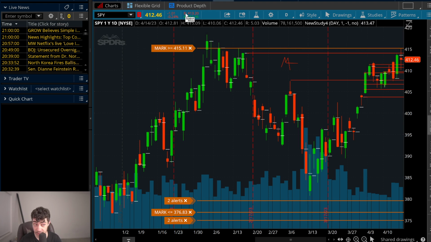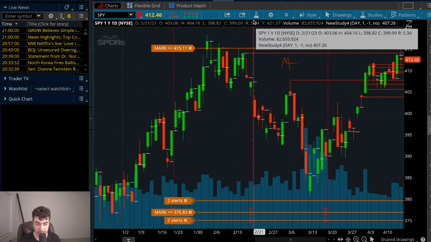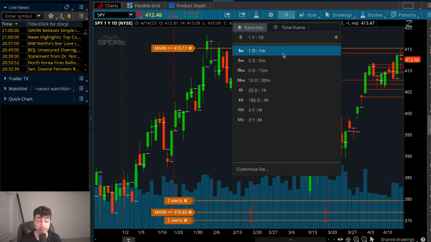Selling into the dips. We got support at 412.50. We got support at 411.50. We got support at 410. Just selling into the dips. Don't be greedy. Just get in, get out, scalp like a sniper. This should be a fairly easy week.